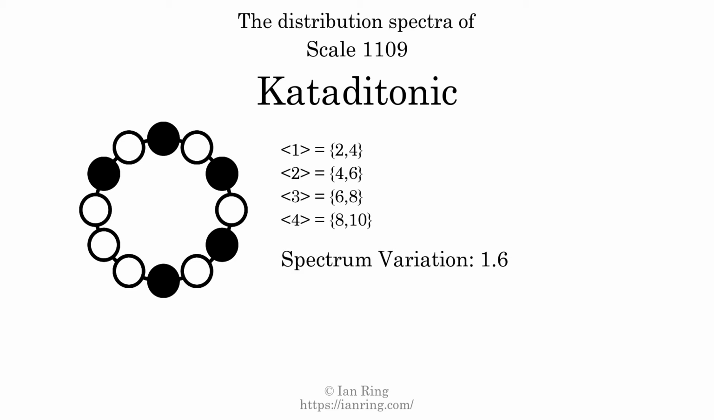The spectrum variation is the sum of all the widths, divided by the number of tones. The spectrum variation of this scale is 1.6. Since the variation is greater than 0, this indicates that the scale is not perfectly even. The highest spectrum width is 2. Since this is greater than 1, we know that this scale is not maximally even.